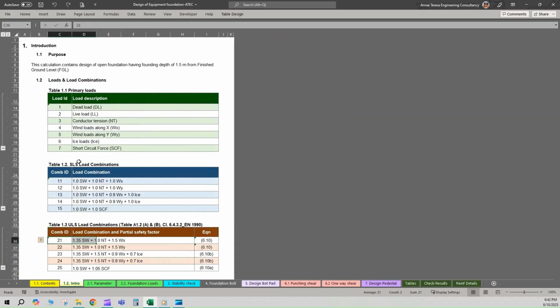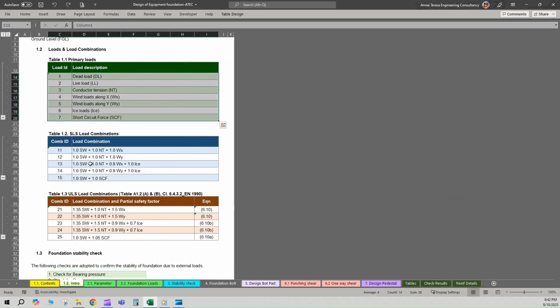Now we will look into the introduction part. In the introduction part we need to mention the purpose. This purpose is to design an open foundation for a single foundation, single pedestal with 1.5 meter depth of foundation below finished ground level. Following are the load cases which we are going to consider: dead load, live load, conductor tension, wind load in X and Y, ice loads, short circuit forces. So these are the 7 forces which we are going to consider in foundation design.